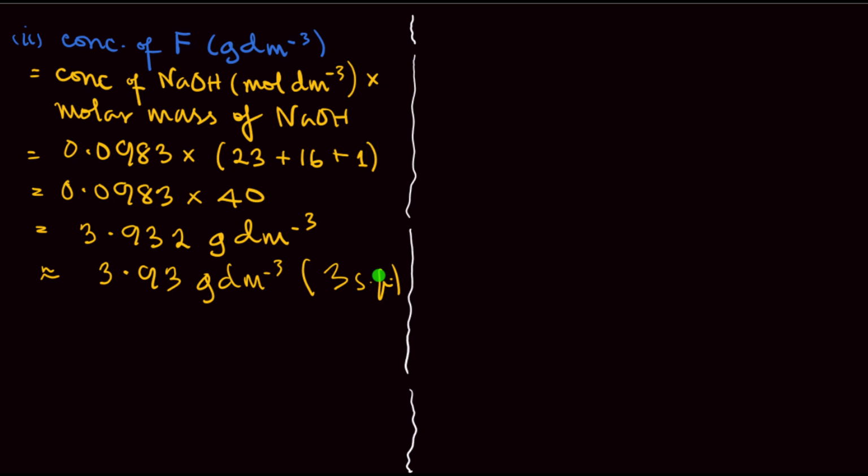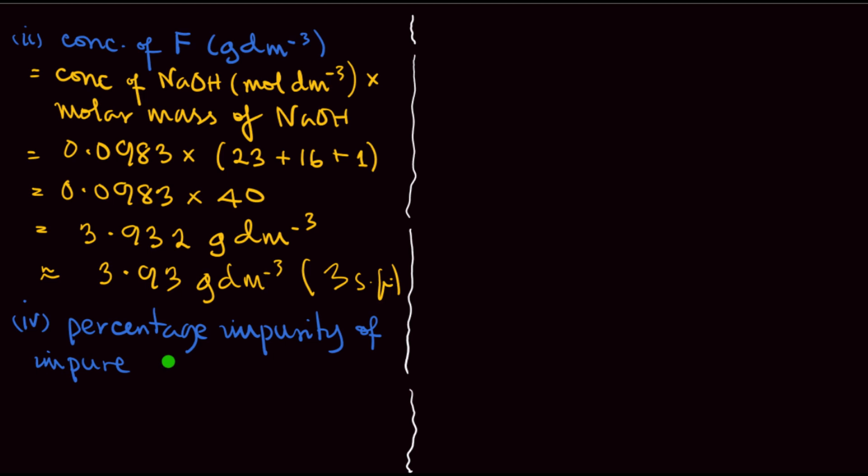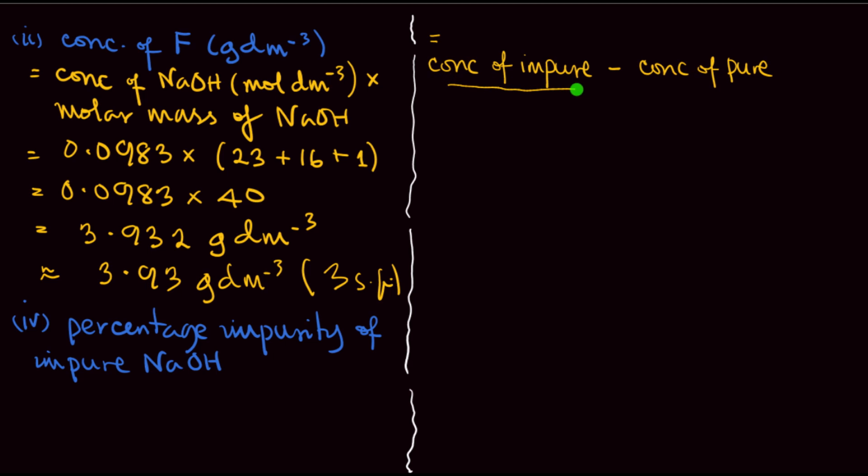Next question says percentage impurity of the impure. I tell you, whenever you see a question like this, expect percentage impurity or percentage purity. So percentage impurity of impure sodium hydroxide will be calculated as concentration of impure minus concentration of pure, all over concentration of impure, all in grams per dm cube.